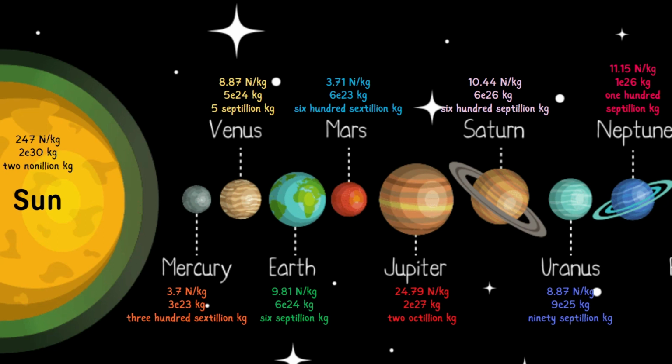The gravity on Earth is about 9.81 newtons per kilogram. Earth has a mass of 6 septillion kilograms. The gravity on Jupiter is greater. It is 24.79 newtons per kilogram. It has a mass of 2 octillion kilograms. The Sun's gravity is 247 newtons per kilogram, and it has a mass of 2 nonillion kilograms.